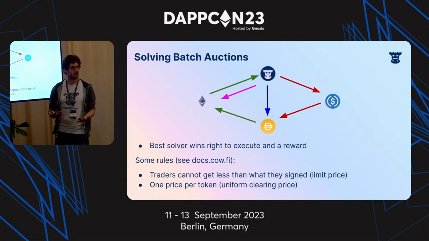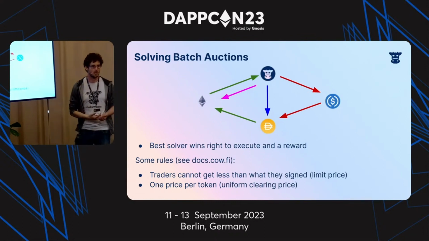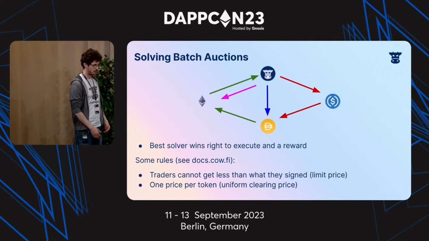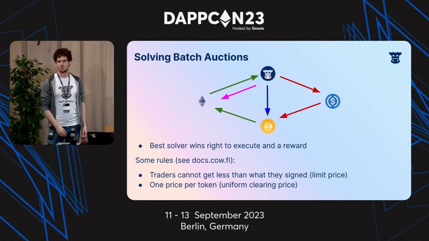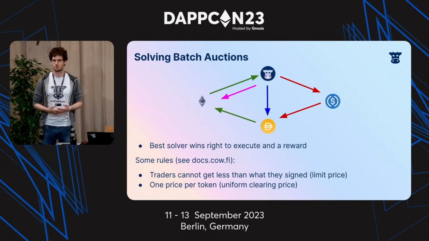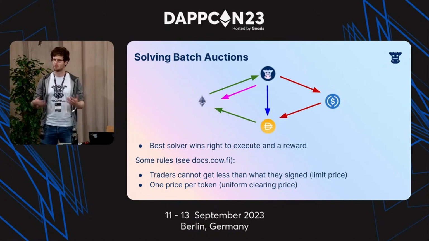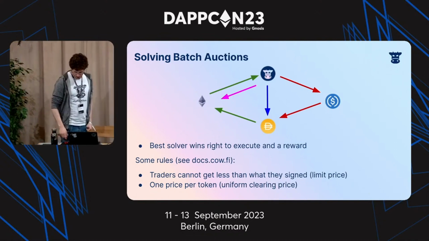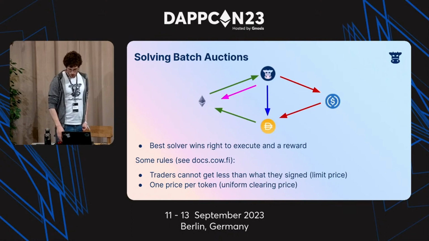There's no simple algorithm for finding the best execution, and that's why Cow Protocol outsources finding a solution to this decentralized solver competition, where every solver can come up with their own algorithm, and in the end, we just compare solutions. So we don't try to find a solution, we just wait for you to send us solutions and choose the best one. Okay, so that's the general idea behind the solver competition.